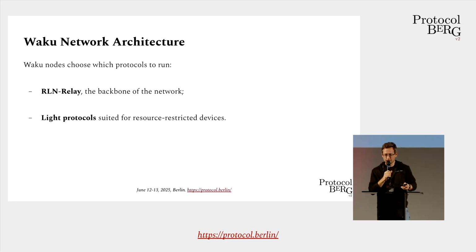So the architecture of the network consists of the backbone network, which runs the relay or RLN relay protocol. I will talk a bit about RLN later on. This is a peer-to-peer protocol where all nodes have basically the same properties, the same role. And additionally, we have a few light protocols that can be used for resource-constrained devices to make use of the network without being fully fledged participants.